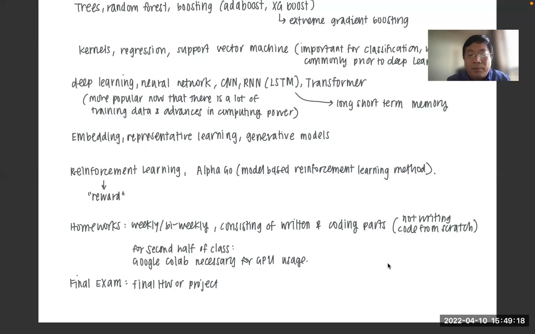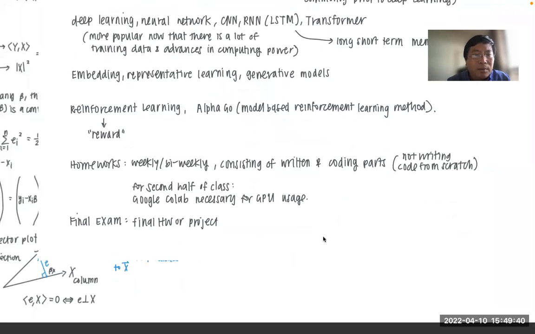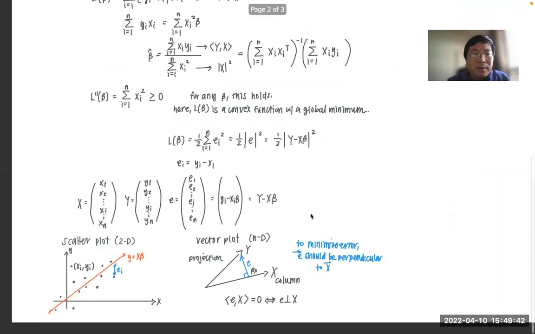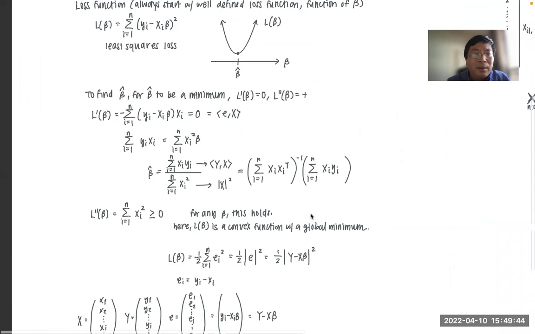Okay, so as I mentioned, my goal is really to teach you almost all the important and modern machine learning methods, so that you may apply them to your research or your work in the future. Okay, so now let me start the real business.